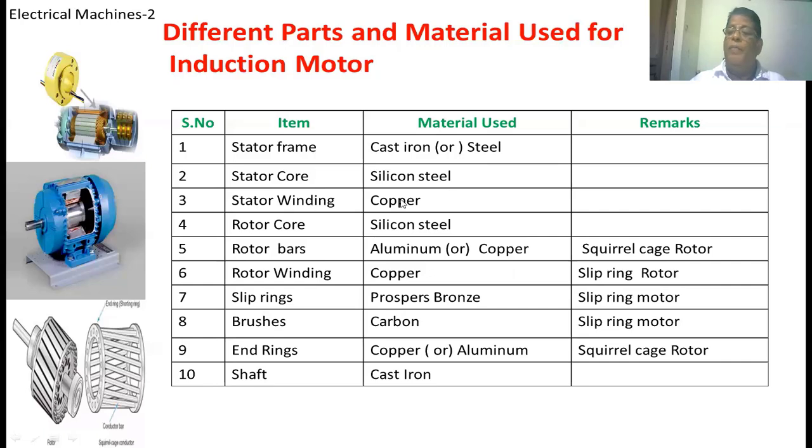Stator winding, copper. Rotor bars. Generally, we take the rotor bars as aluminum, but in some cases, we take copper also. Rotor winding. The rotor winding we use only for slip ring induction motor, so it is generally made of copper only. Slip ring, phosphor bronze. Brushes, carbon. End rings. Generally, end rings are made of copper, but in some cases we use aluminum also to reduce the cost. Shaft, cast iron, because cast iron has good mechanical strength. So these are the different parts. Depending upon the cost, we select the type of material for each part in an induction motor.